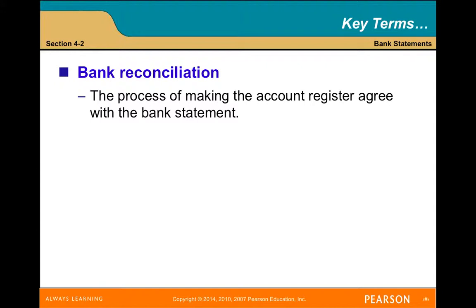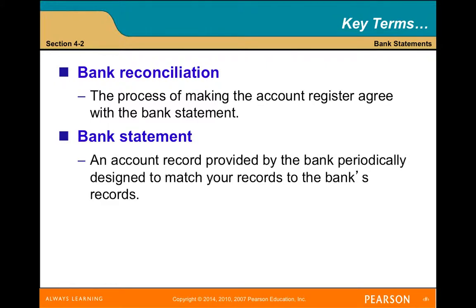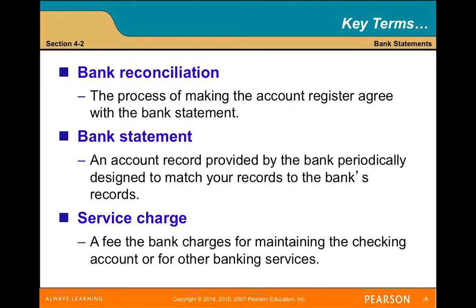Bank reconciliation, another key term, is the process of making the account register agree with the bank statement. The bank statement is an account record provided by the bank periodically, designed to match your records to the bank's records. And a service charge is a fee the banks charge for maintaining the checking account or for other banking services. Sometimes they'll waive the fee if you have direct deposit. I know Bank of America does this. And I know Wells Fargo, for instance, in some checking accounts, or any bank for that matter, will require you to have a minimum daily balance in order to avoid paying the fee.